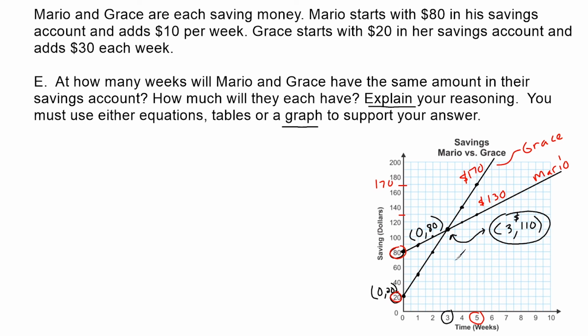All right, so when you explain your reasoning using the graph, you could say something to the effect like, when you graph 2 relationships, the point where the 2 intersect each other will have the same X and the same Y value. And because these 2 lines intersect at the 3rd week with a Y value of 110, we know that they will both have $110 at the 3rd week.